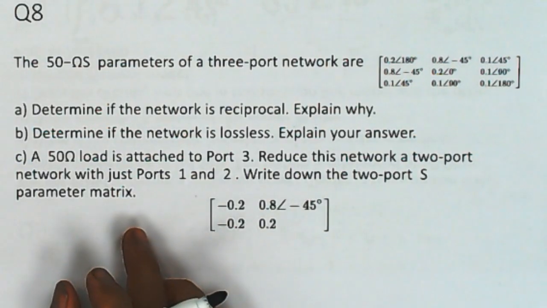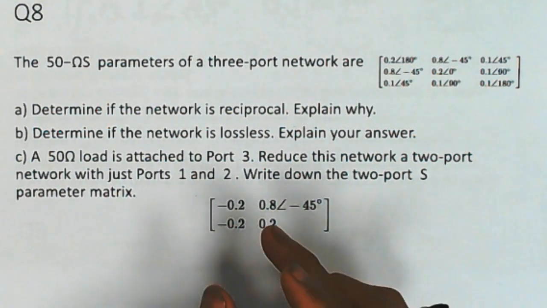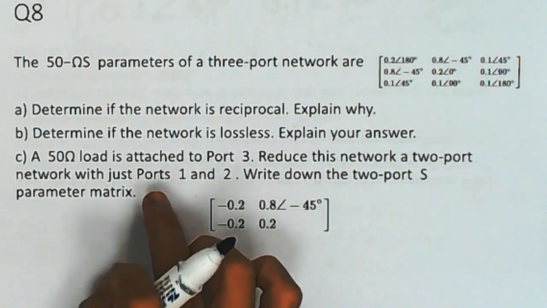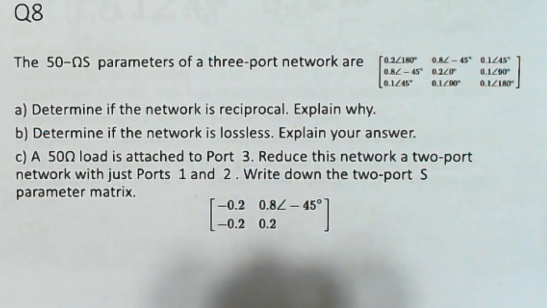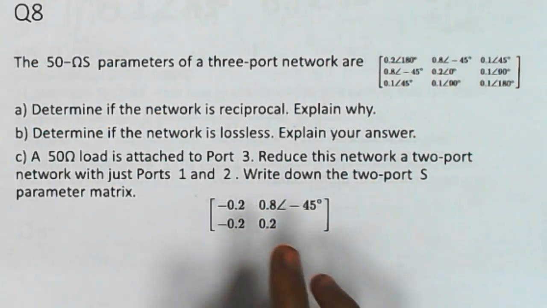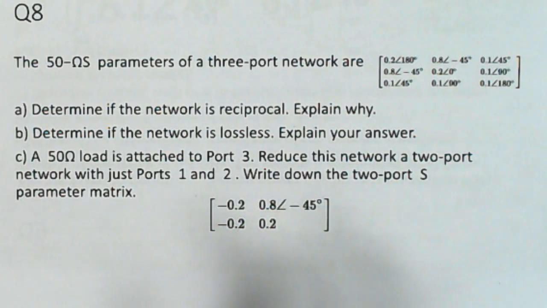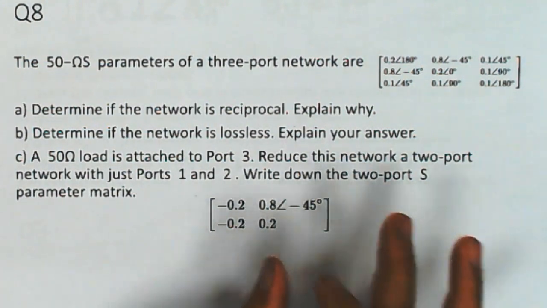And Part C: this is a 3-port network, and you are going to terminate port 3 with 50 ohms. How can I analyze this network? According to the question, you need to reduce the network into a 2-port network. The S parameter will be 2-port. It looks difficult, but it isn't, and this is a very common problem in practice.